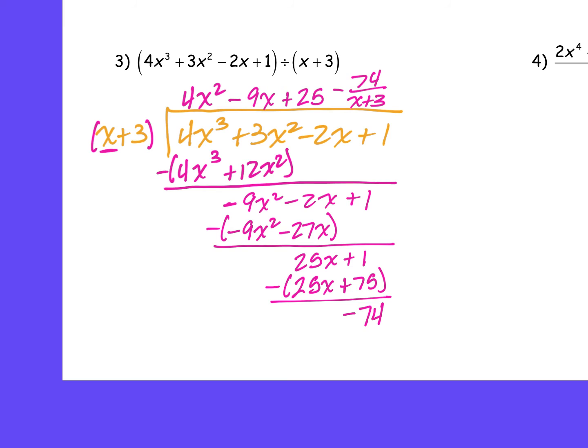Great. And so my remainder is negative 74 over x plus 3. Long division: please remember to subtract the second number if you choose to do long division.